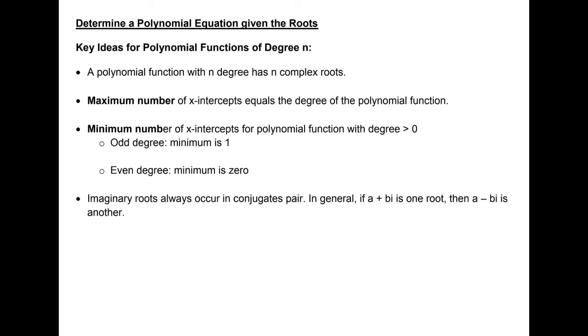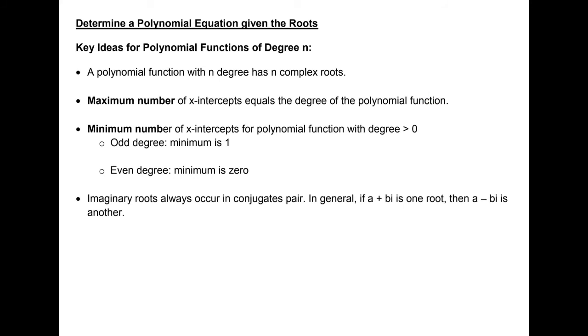In the next part of the lesson, we're going to learn how to determine a polynomial equation given the roots. There are some key ideas that we have to know. First, a polynomial function with degree n has n complex roots. For example, if the degree of the polynomial function is 5, then you will have 5 complex roots. The maximum number of x-intercepts is always equal to the degree of the polynomial function.